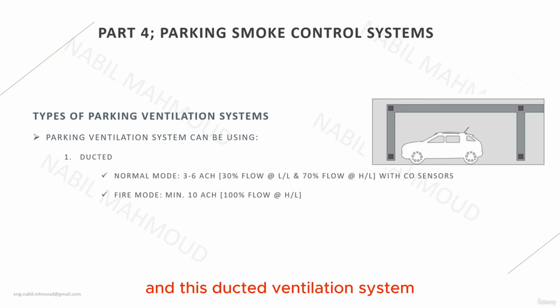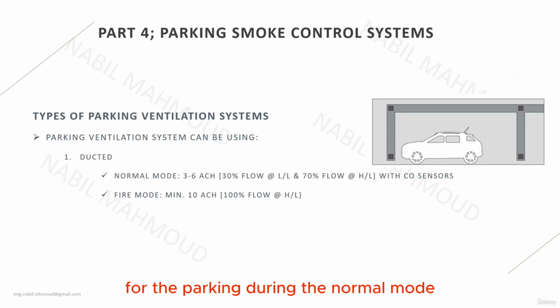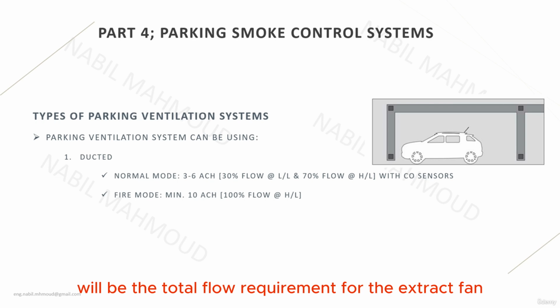And this ducted ventilation system is usually designed as follows, and this is a common rule of thumb if you are designing a smoke management system for the parking. During the normal mode, you will size the fans based on the fact that you need 3 up to 6 air changes per hour during normal operation, and this amount of flow will be the total flow requirement for the extract fan.